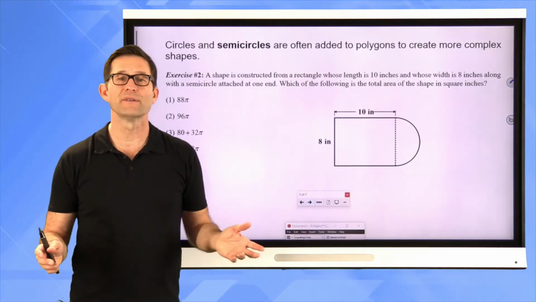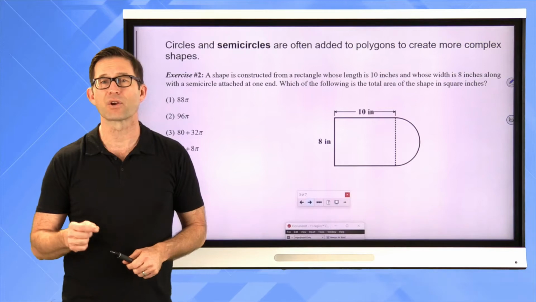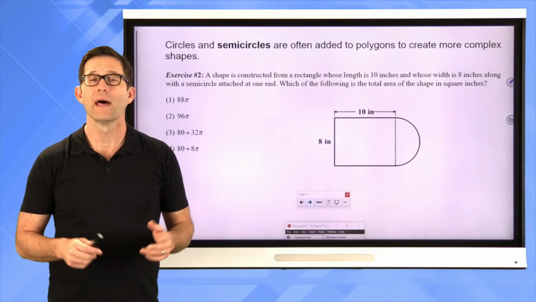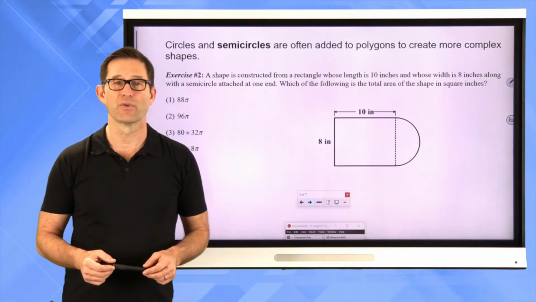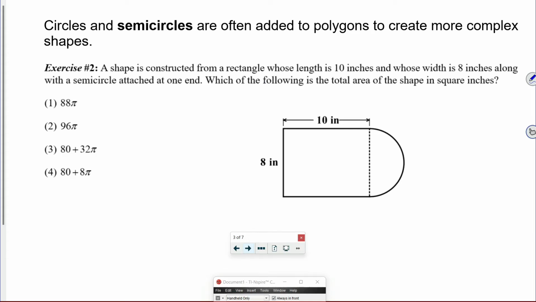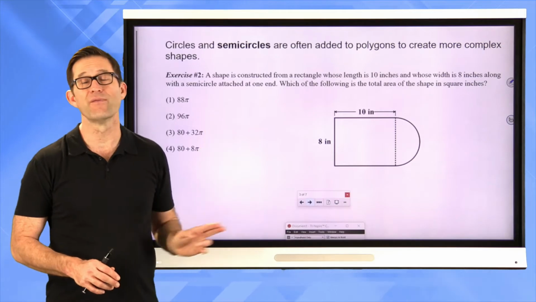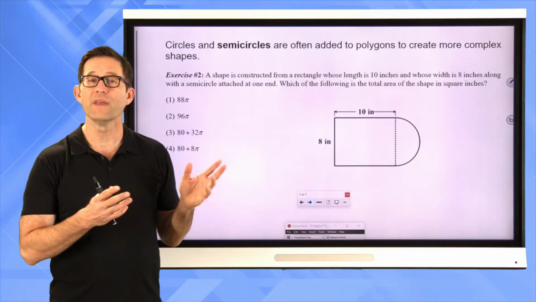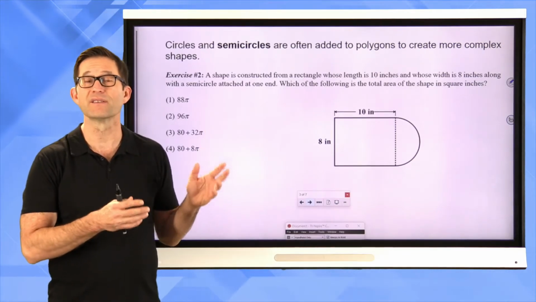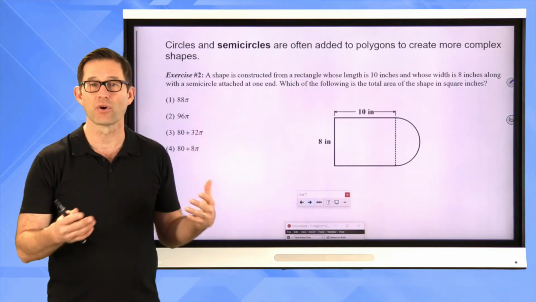Now, circles and semicircles are often added to polygons to create more complex shapes, and let's look at that scenario in exercise number 2. A shape is constructed from a rectangle whose length is 10 inches and whose width is 8 inches, along with a semicircle attached at one end. Which of the following is the total area of the shape in square inches? Now notice, each one of these answers involves pi. So the area in this case is given as an exact answer in terms of pi.